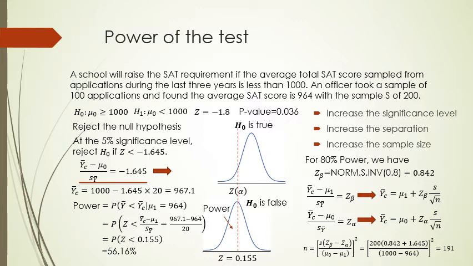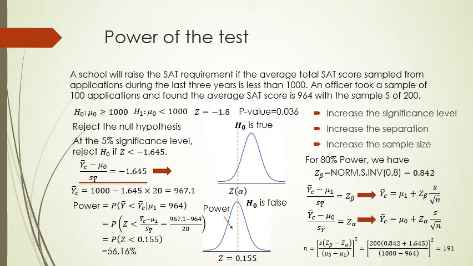Alternatively, we may increase the distance between mu0 and mu1 to increase the power. In the example, we may increase mu0 from 1000 to, say, 1100. However, 1000 is our target score, and 1100 may not be our research interest. On the other hand, mu1 is determined by the sample, and it is fixed when we have the sample.